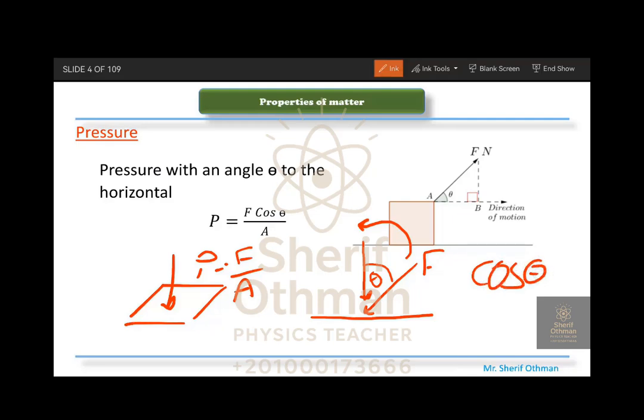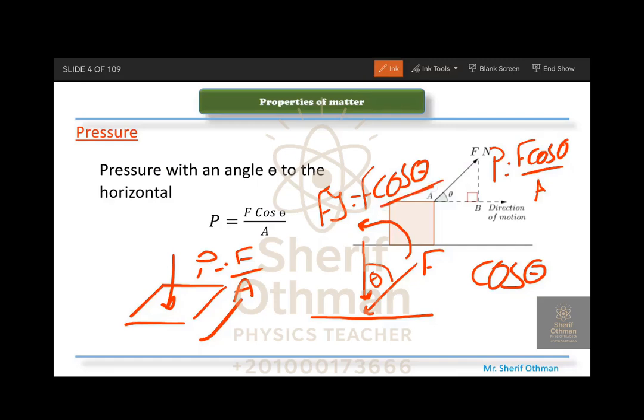Now I need to find the component of y. So the component Fy, which is applied perpendicular, is equal to F cosine theta. Applying this to the rule, P equals F cosine theta over A. So if the force is applied perpendicular to the surface, the rule of pressure will be P equals F over A. If the force is applied at an angle to the vertical, I'm going to use cosine theta, and the pressure will be F cosine theta over A.